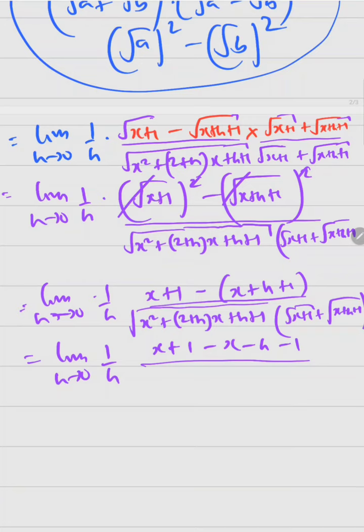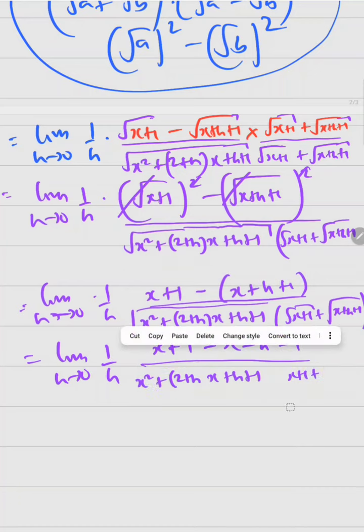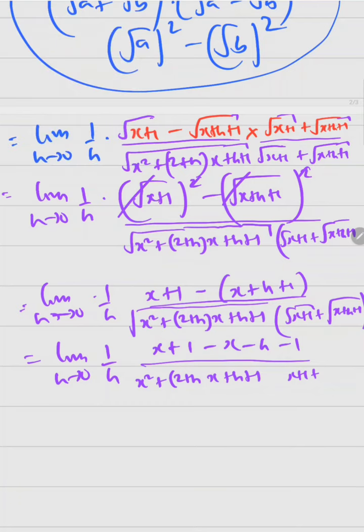I think I should just copy it here again. I have something of this nature. Yeah, that's my denominator. But don't forget, we have the radical on top of it. So you have brackets here: square root of x plus 1 plus square root of x plus h plus 1. I hope you understand now.